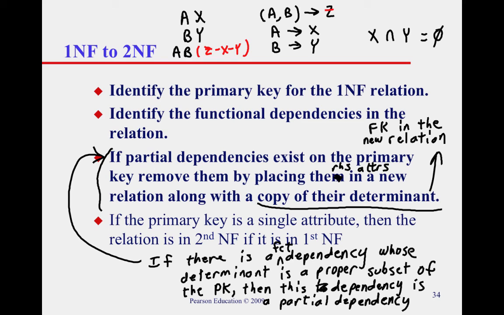So that gets you your second normal form. And there's an important thing that I don't want you to miss right here. If the primary key is a single attribute, then the relation is in second normal form if it's in first normal form. Why do I know that? Why do I know that any relation that has a single attribute primary key is in second normal form?